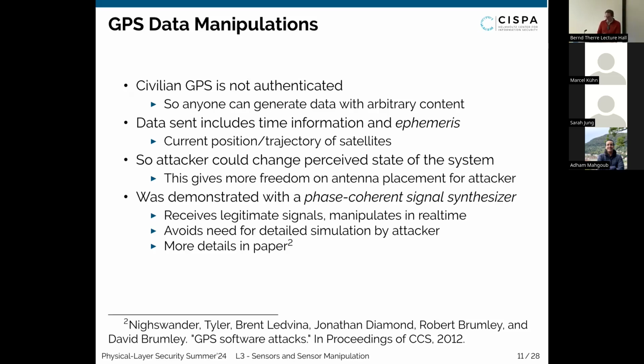They were able to claim that the satellites would, for example, sit in the center of the core of the Earth or something like this. They could just mess around with this, and there was no sanity check being done in the GPS receivers. If you want to see more on this, just have a look at this paper here.